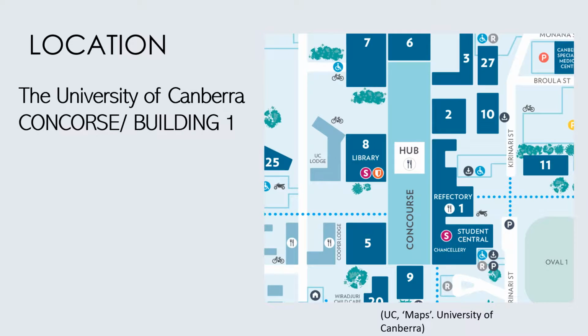Location. I chose the location of the University of Canberra Concourse and Building 1, also known as the refectory, to conduct my mini audit on. I chose this location as it is an environment where I have spent a large percentage of my time over the last 3 years and continue to do so now.